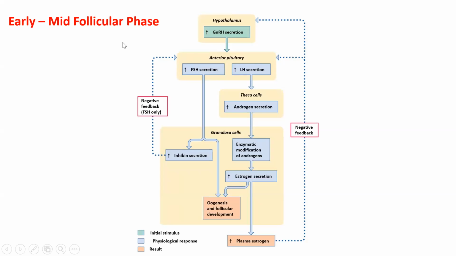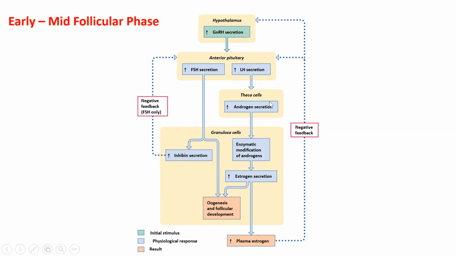So in the early to mid follicular phase, we have GnRH. Remember, GnRH stands for gonadotropin releasing hormone, which is the hypothalamic tropic hormone. That is secreted, and it's going to trigger the anterior pituitary to secrete FSH and LH. Now, FSH is going to trigger inhibin, so much like the Sertoli cell, it's going to secrete inhibin, which has a negative feedback loop back onto the anterior pituitary. And it's also going to stimulate oogenesis and the development of the follicle, the development of the primordial follicles to eventually become a Graafian follicle.